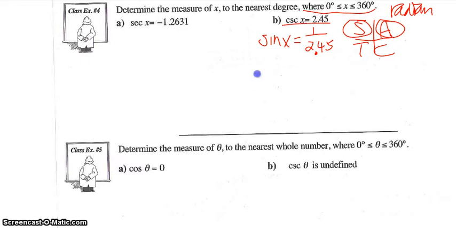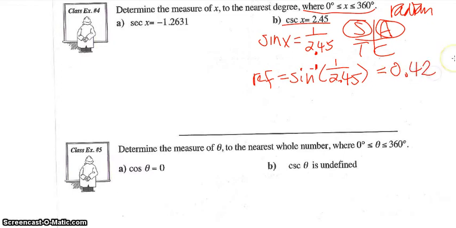Next, find out the reference angle by doing the inverse of sine. Inverse of sine is a button in your calculator. You put the ratio there, and it will give you the reference angle. You put that in the calculator. The answer you get is 0.42. Okay, this is where people will be confused, because the ratio is 0.408 and then the angle is 0.42.